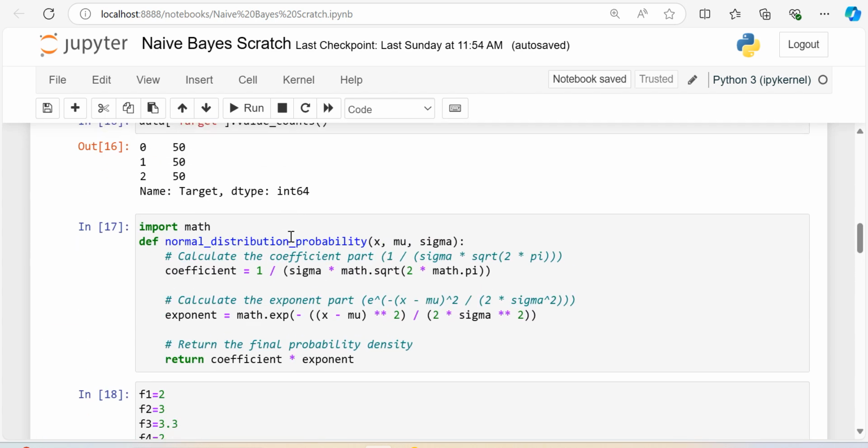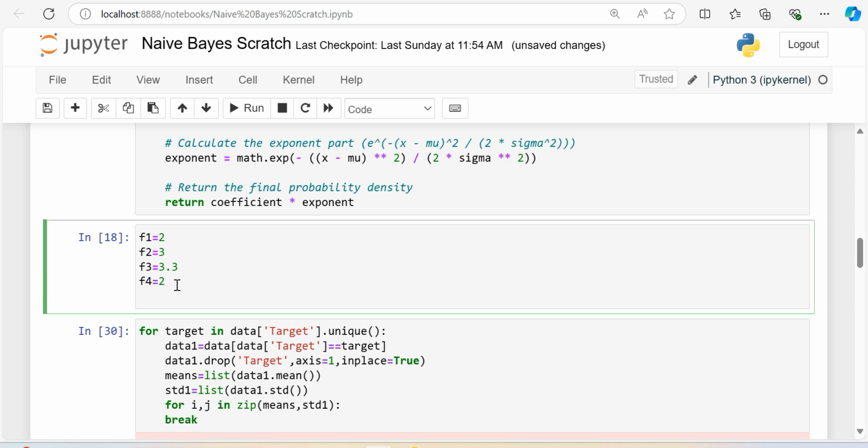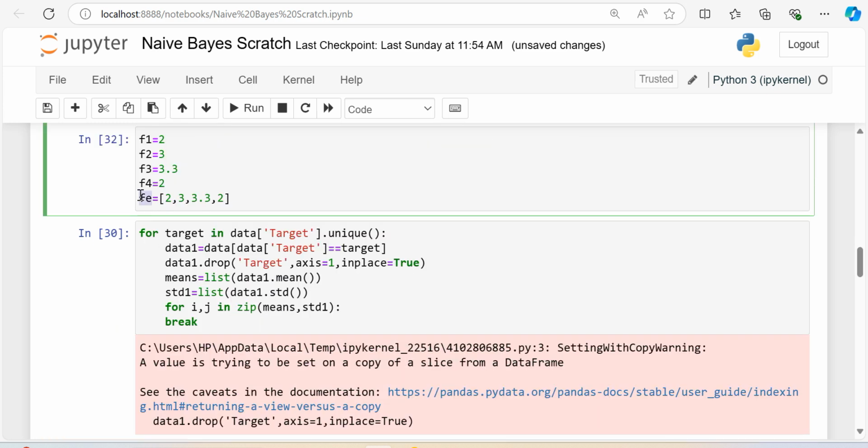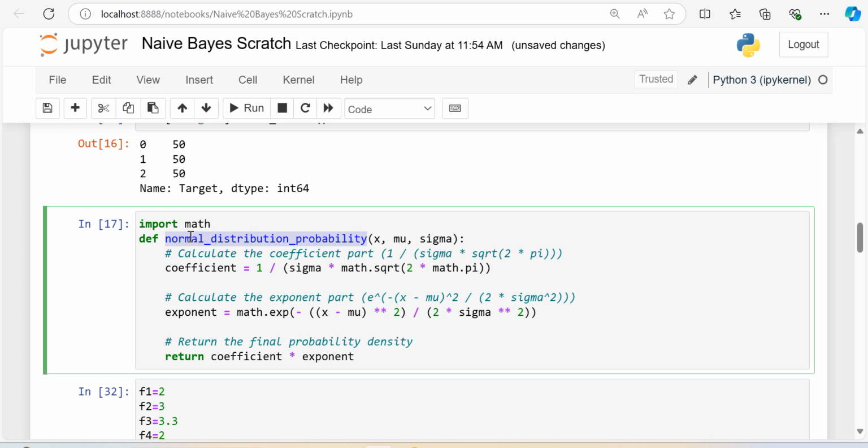Now, we have feature 1, feature 2, feature 3, feature 4. So can I put this also in a list? This will be very helpful. So let me write a feature list where we have 2, 3, 3.3 and 2, right? So let me write a loop for this as well. So here we can take this like feature. Okay, so now we are running a loop. Let me call this function here. So this is my function.